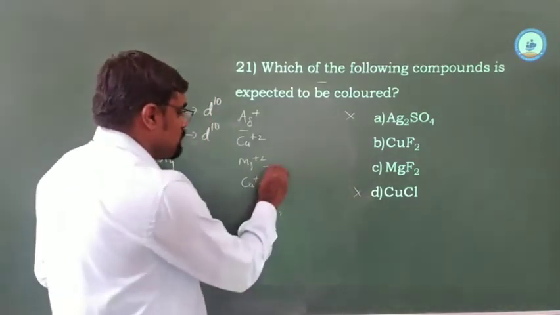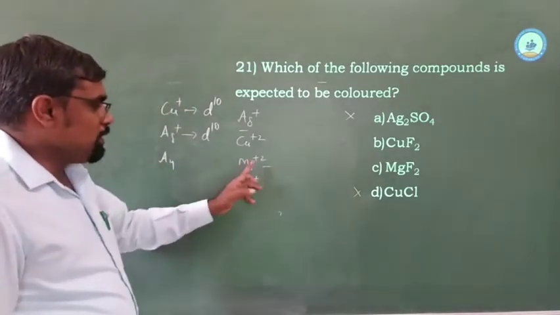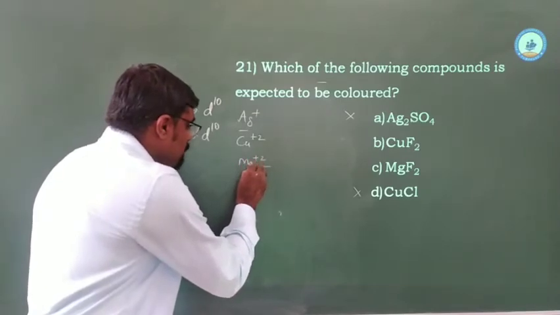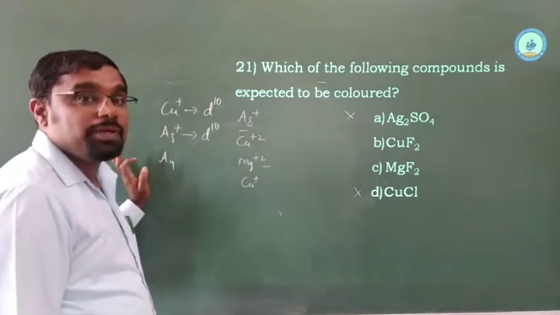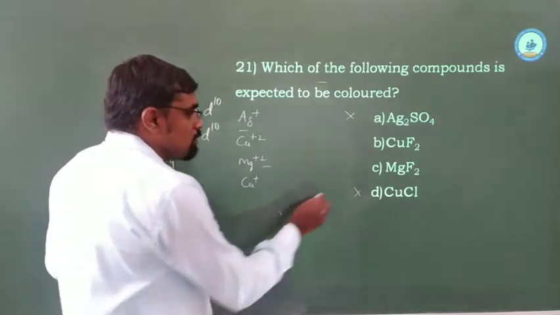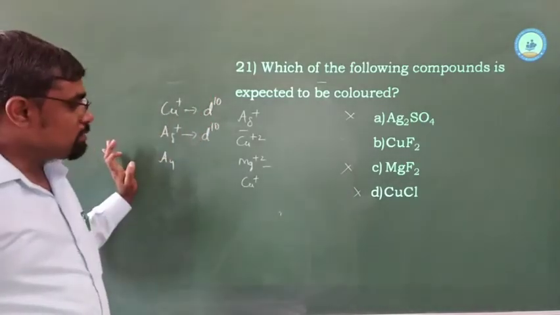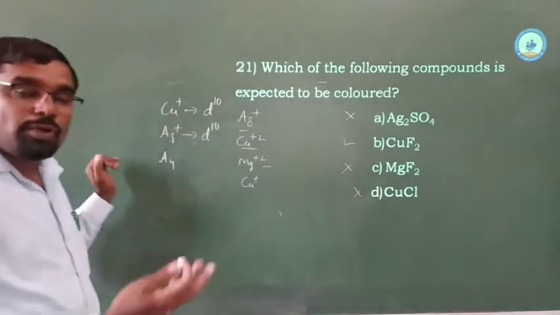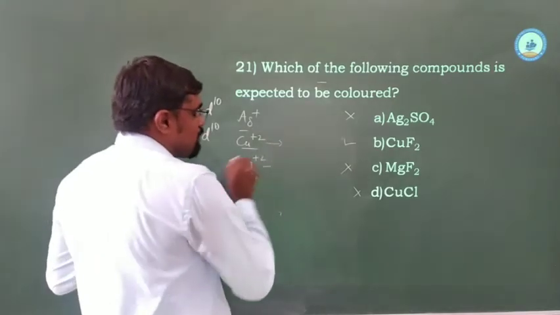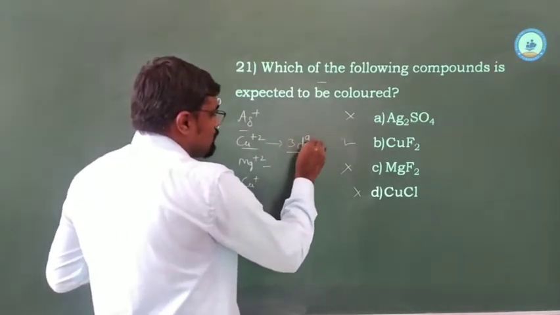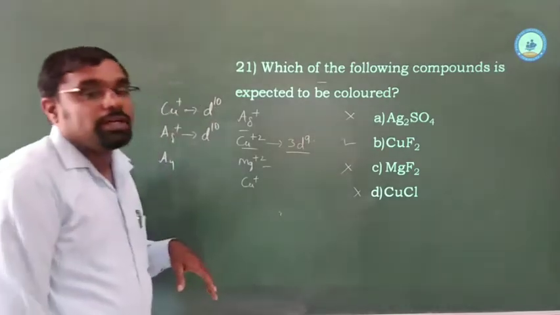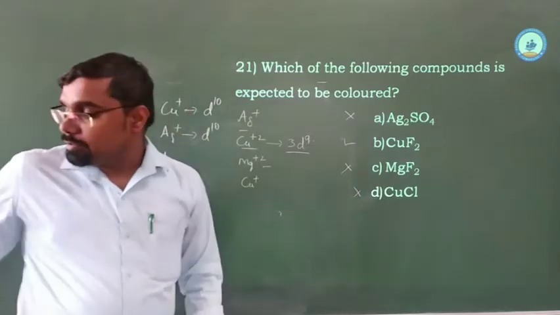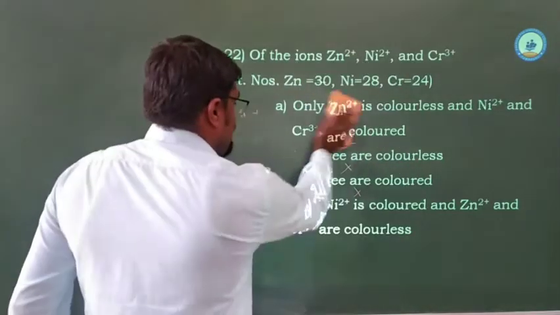Next, come to that Mg2 plus. Commonly you know that one, Mg is not having d orbitals, so it is also not showing color. So then remaining, which one? That is this one, Cu2 plus. So 2 electrons removed, so then what is the electron configuration? 3d9. So it is having an unpaired electron in the d orbital, so because of that reason, it is showing color. Okay, good. So go for next.